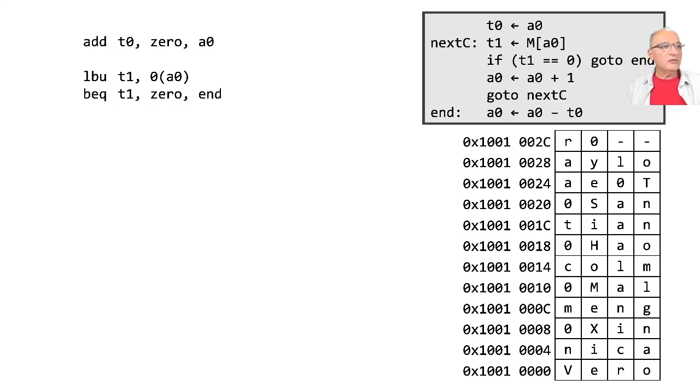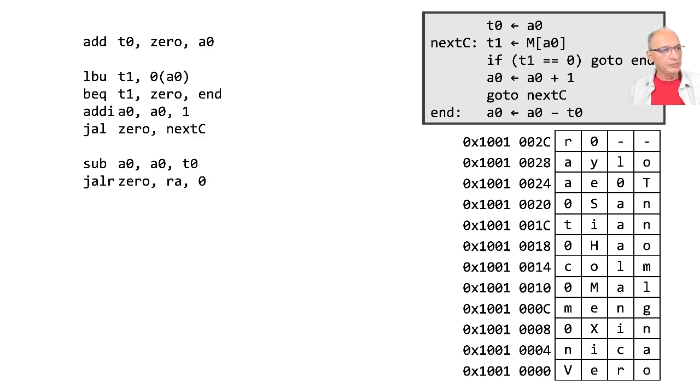Next, I'm going to test to see if the character that I just got is the 0 character. If it is, I go to the end. Otherwise, I will increment the pointer by 1. And I'll go back to the next character. In the end, I'm going to subtract the two values. And then I will return from my function. This is my end label. This is my next character label.